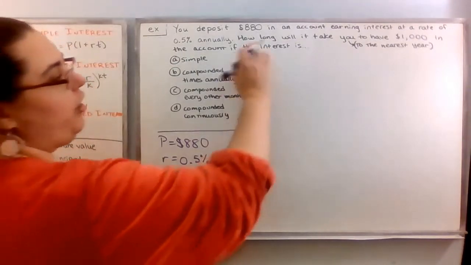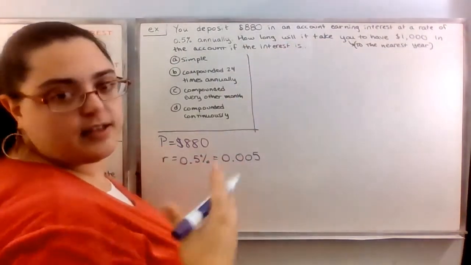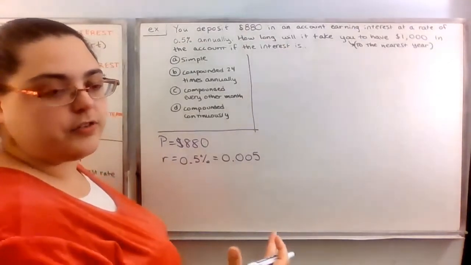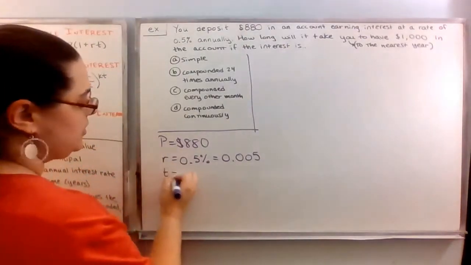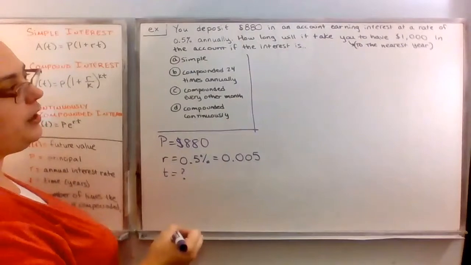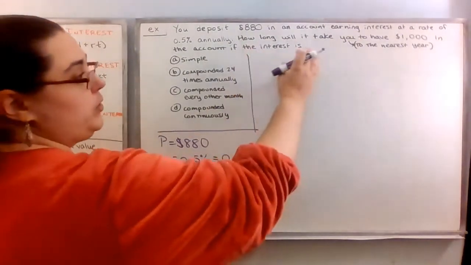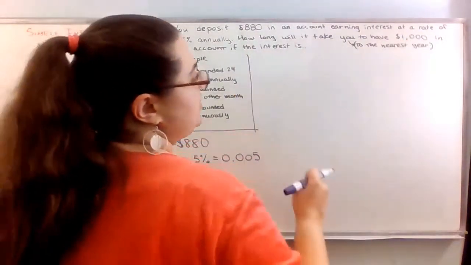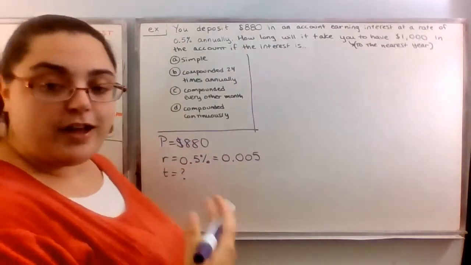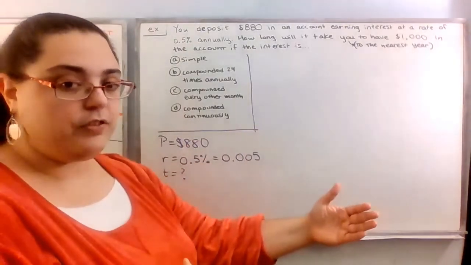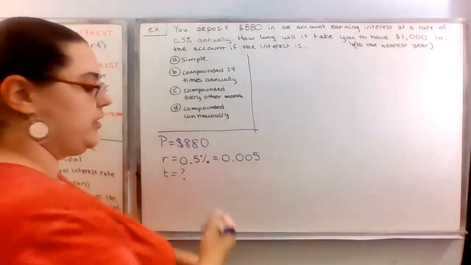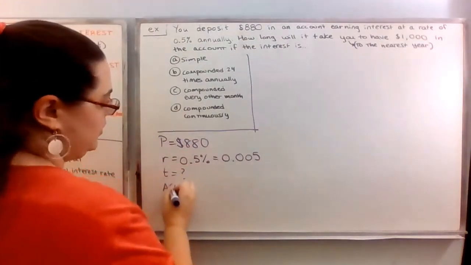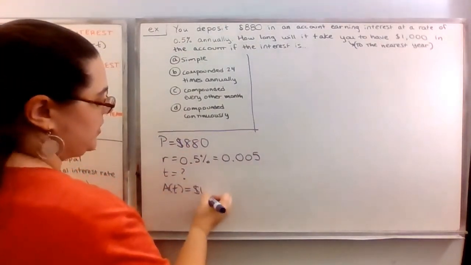Then it says, how long will it take you? So it's asking us how long. That means it's asking us for time T. So T is what we're looking for. How long will it take for you to have $1,000 in the account? So $1,000 is the amount we want to have in the future. So they're telling us A of T. So A of T is equal to $1,000.